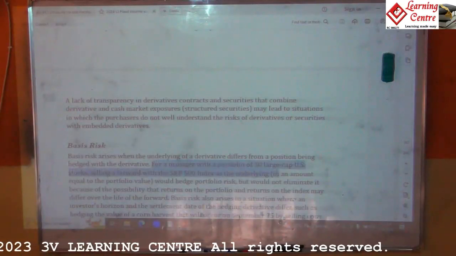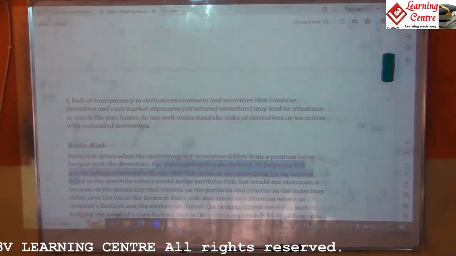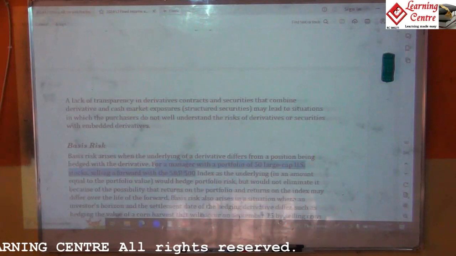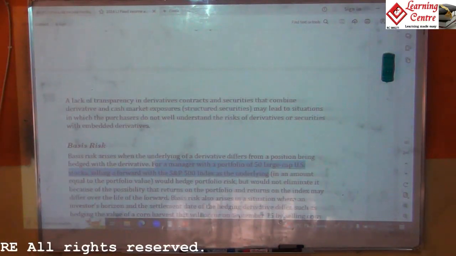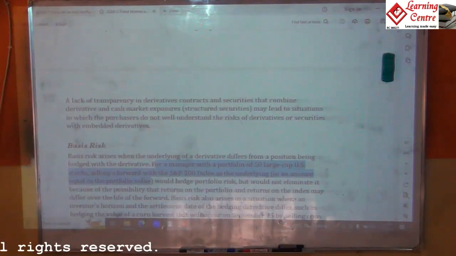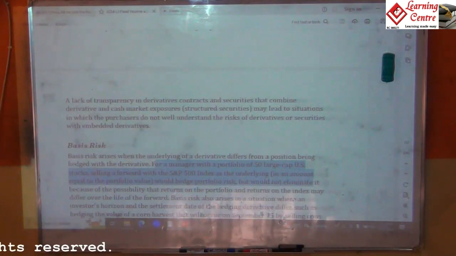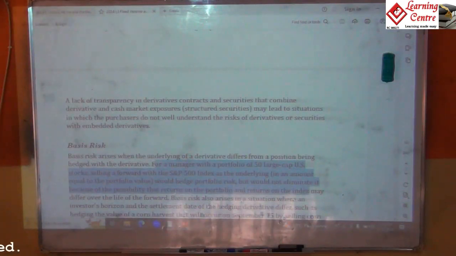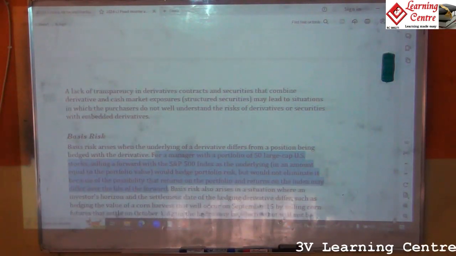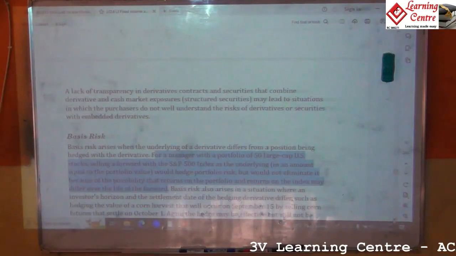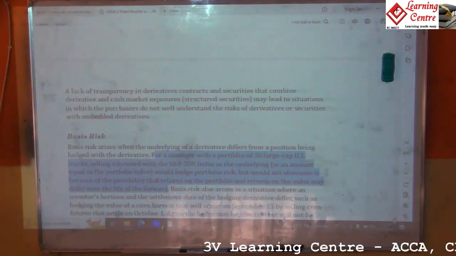So for a manager with a portfolio of 50 large cap US stocks, selling a forward with the S&P 500 index as the underlying in an amount equal to portfolio value would hedge portfolio risk, but will not eliminate it because of the possibility that returns on the portfolio and returns on the index will differ over the life of the forward. I don't want to stress you with the rest. But the idea is that sometimes what is happening with the underlying and what is happening with the derivatives are different.